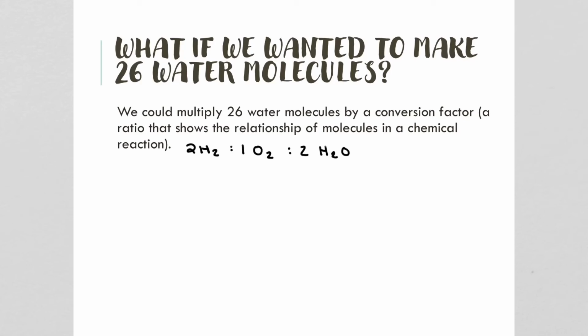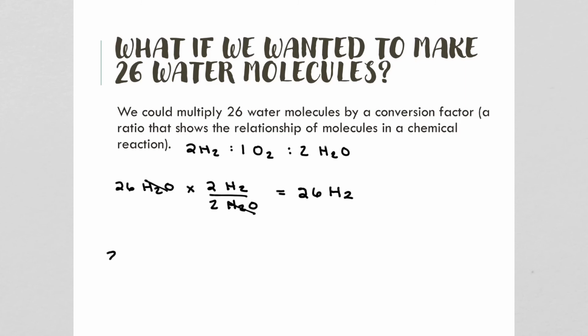So we know we have 26 waters, that's what we want, so we want to know how many hydrogens we need. Well, the ratio of hydrogen to water is 2, so there's 2 hydrogens for every 2 waters, so we can cancel this out. So 26 times 2 divided by 2, that's just going to be equal to 26 hydrogens. So if you wanted to make 26 water molecules, you'll need 26 hydrogens.